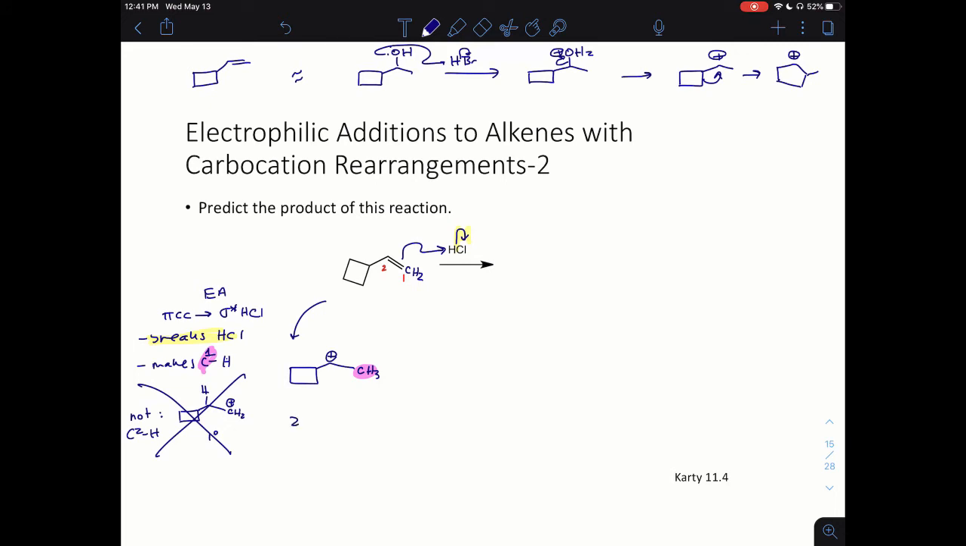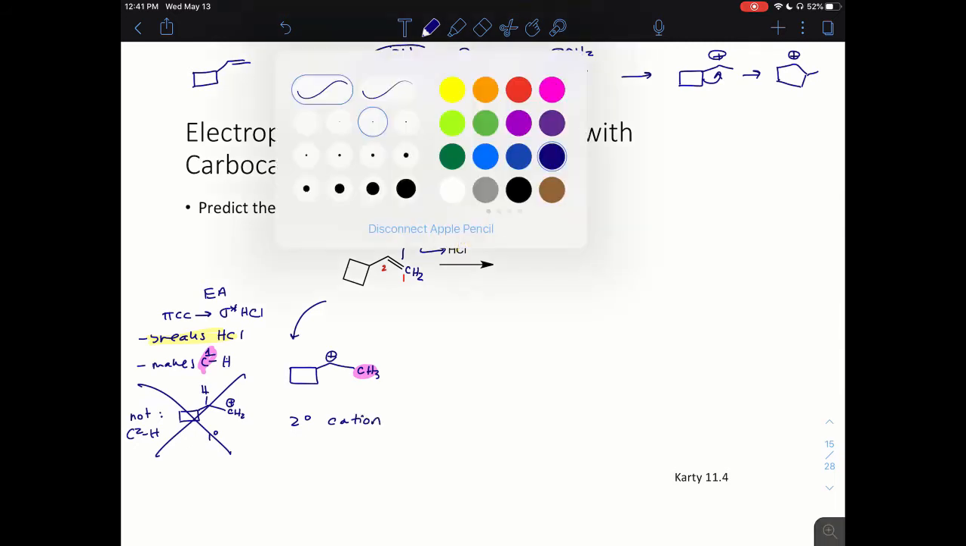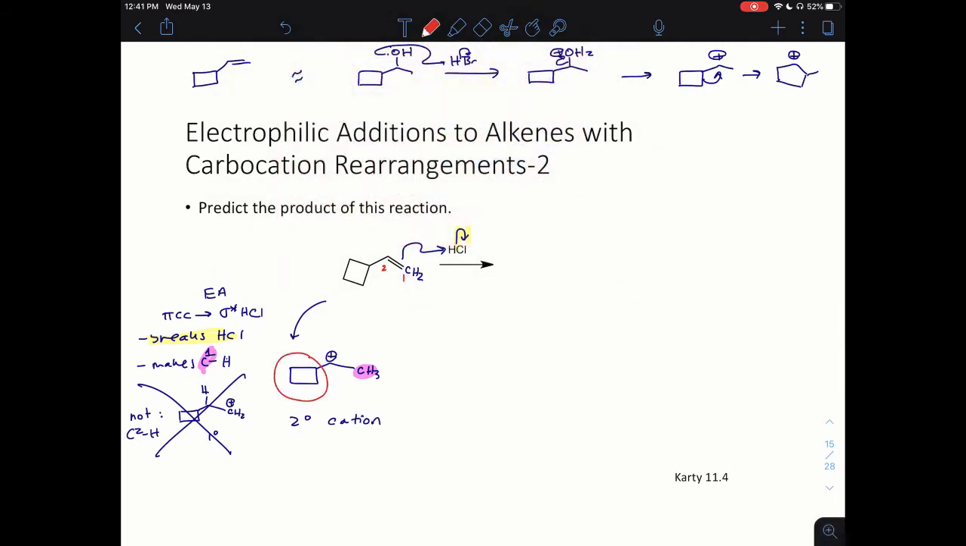So here we've generated a secondary cation, and it is adjacent to this strained four-membered ring. So as we mentioned at the top of the screen, a carbocation rearrangement will occur. A ring opening, in fact.